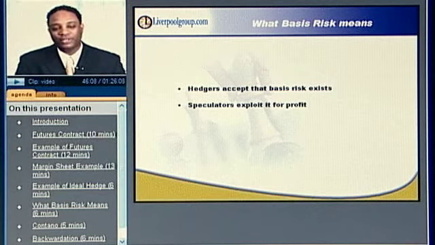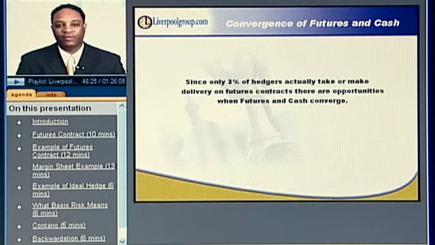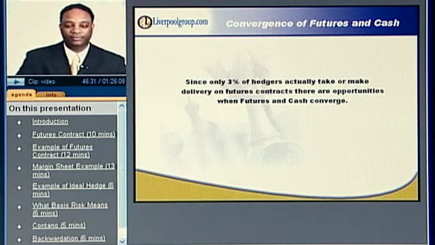Now, what does basis risk mean? Hedgers accept that basis risk exists. They know going into it that the difference between the cash price and the futures price is there. And so they're leaving money on the table constantly. You've got to remember, for them it's just a cost of doing business. And so there's profits there for the speculators to exploit.